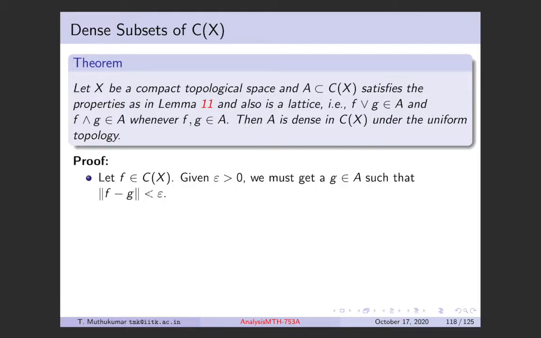So you fix an f, a continuous function. What we need to show is that A is dense, which means you can obtain an element g in A such that the distance between f and g can be made as small as you want. That's what density of A in C(X) means. So for any given epsilon, we can get a g such that the norm, which is the uniform norm, that is the supremum norm, of f minus g is less than epsilon.